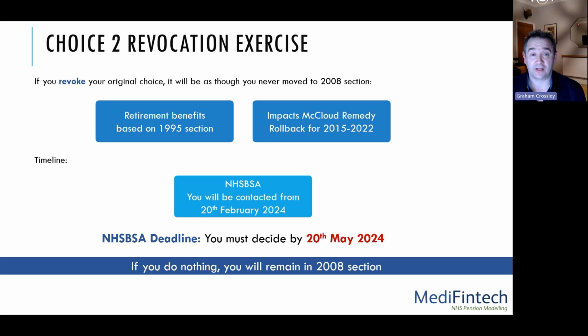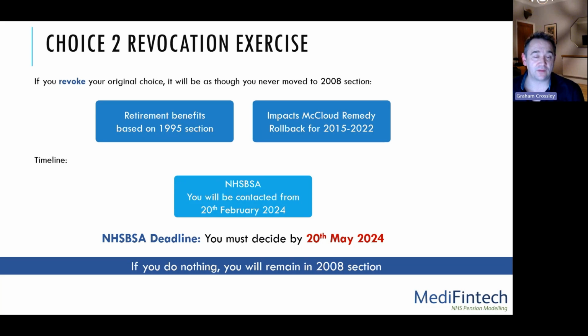If you do nothing, then you will stay in the 2008 section. When you come to make your McCloud choice at retirement, you're not going to be given another opportunity to revoke the Choice 2. They're two separate things. There is a very, very strict deadline on this of 3 months.